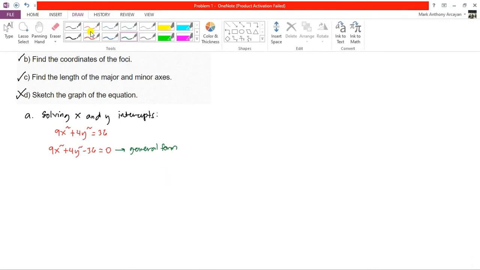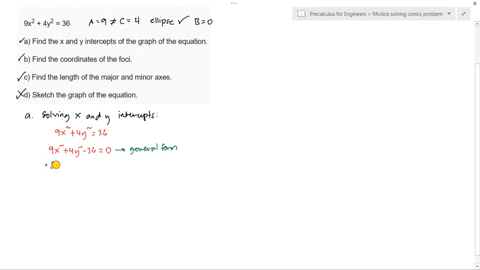Okay, so next, since we are solving for the x and y intercepts, again, by this principle, if we are going to solve for the x-intercept, just make y equal to 0. And the same thing, if we are going to find the y-intercept, let x equal to 0. So let's do that. It becomes 9x squared plus 4 times 0 squared is equal to 36.